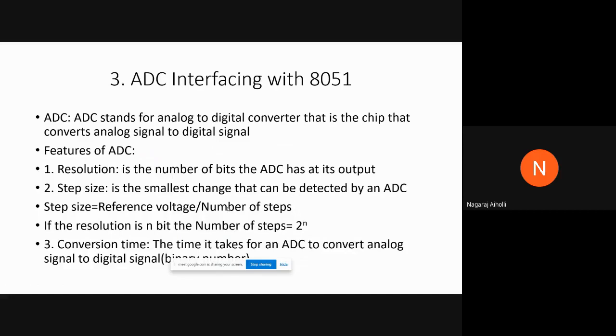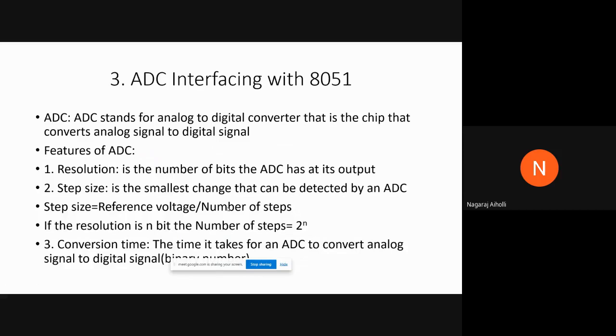Next, the second one is step size. It is the smallest change in the input analog signal that can be detected by an ADC. The smallest change in the input analog signal which will be converted to digital output, and that is detected, is called the step size. This step size is the ratio of reference voltage to number of steps. That is, step size is reference voltage divided by number of steps.